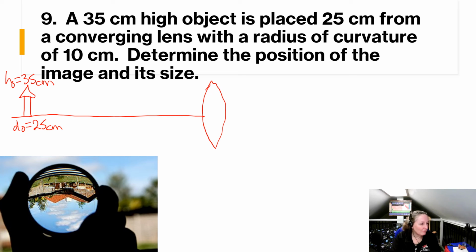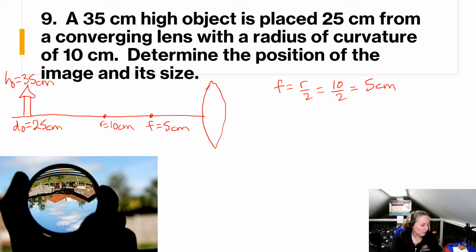So what do we have here? It also has a radius of curvature of 10 centimeters. So r equals 10. And then that means the focal point is equal to the radius of curvature divided by 2. So 10 divided by 2, you're going to get 5 centimeters. Okay, so our next thing we get to do is figure this out. So f is equal to 5 centimeters.